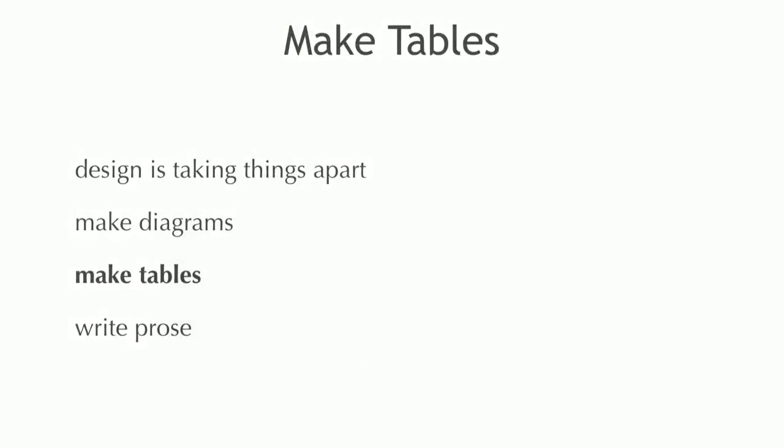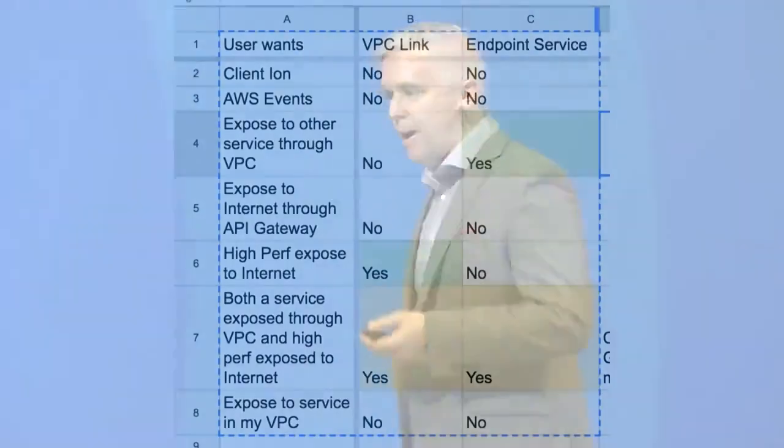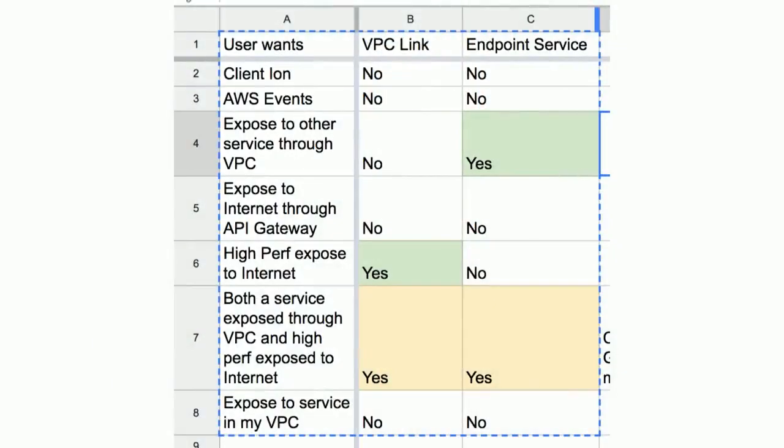A second thing to make, this is actually much easier to get started and learn, is tables. When you're considering alternatives, you're going to have alternatives and you're going to have axes of comparison. This is one that I just grabbed at random from Google Sheets, where we were planning a feature for Datomic, and so rows 2 through 8 here are different things that users needed, and we were assessing whether or not we wanted to use AWS VPC link or AWS endpoint service.